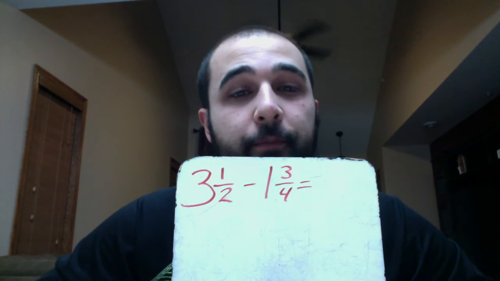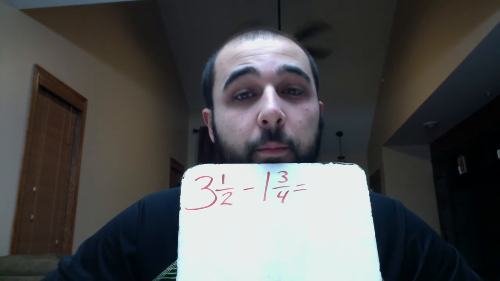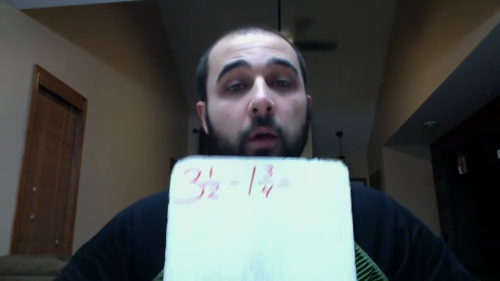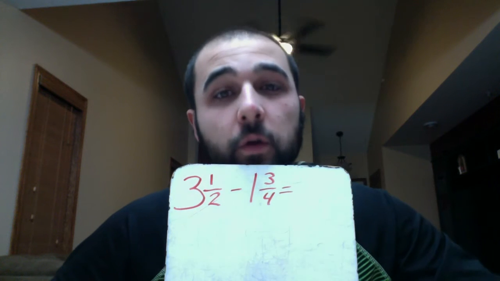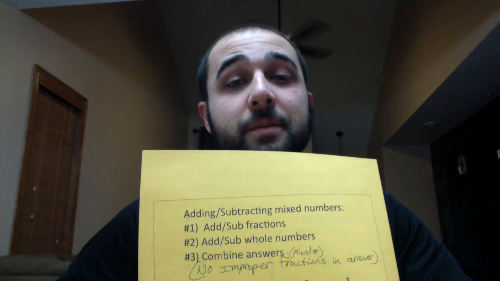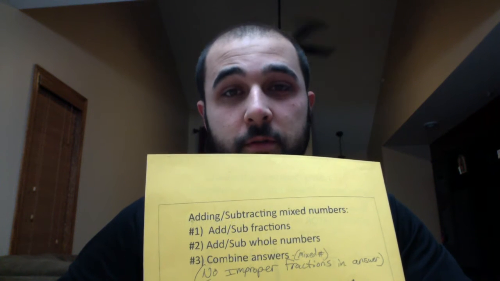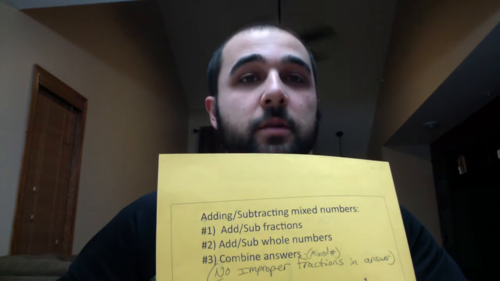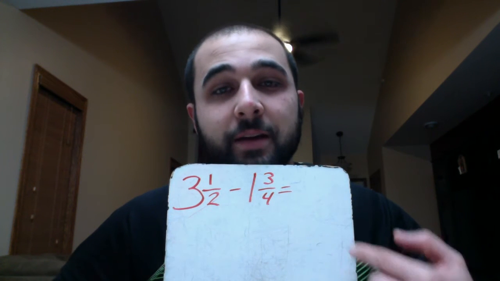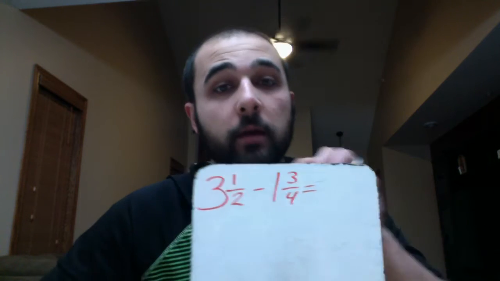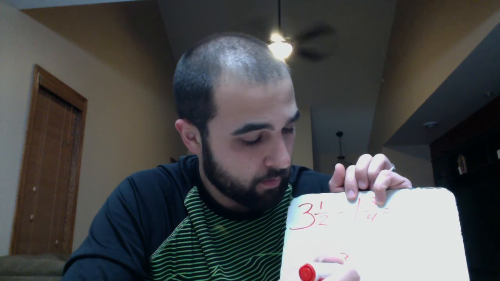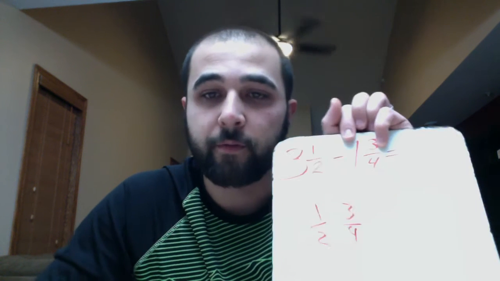So here's our problem: 3 1/2 minus 1 3/4. Still have to go through our steps like we normally would. Subtract the fractions first, then subtract the whole numbers. So let's start by getting those fractions off to the side, keeping them in the order that they're in. 1/2 is first, and the 3/4 is second.